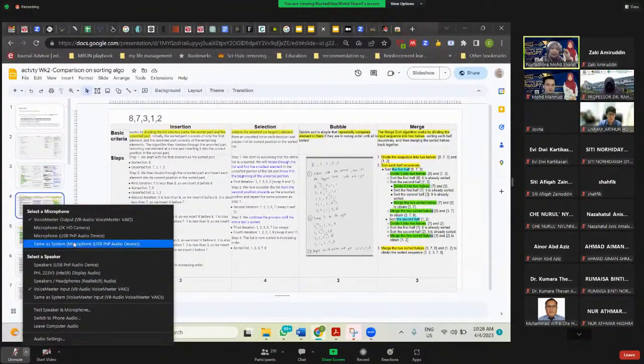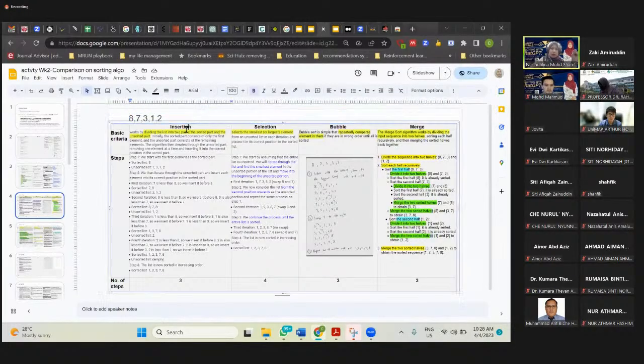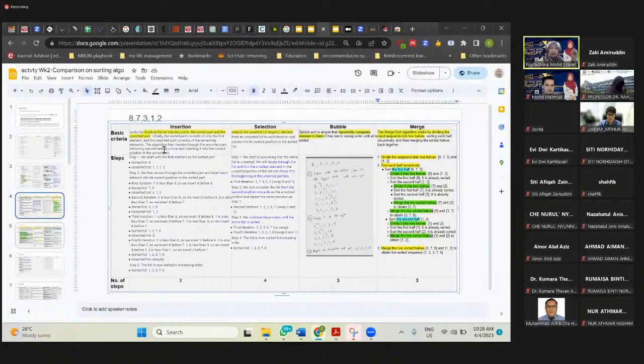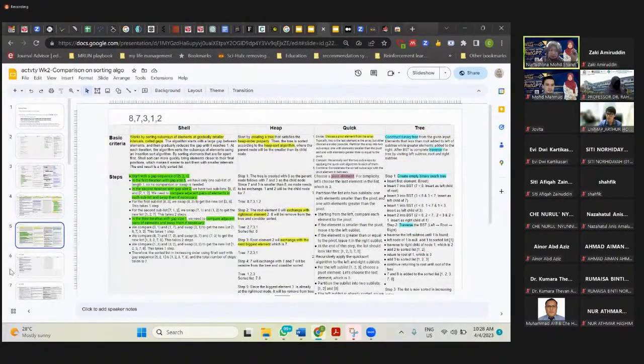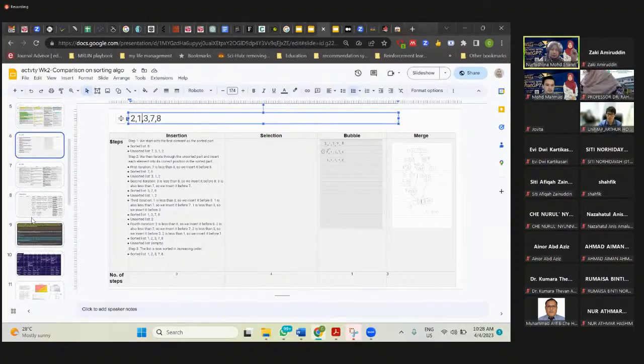Here and then answer this sequence. So 8, 7, 3, 1, 2, they have to solve it. If using insertion, what will be the steps this algo will sort it? How about selection? How about bubble? How about merge? How about the other 4 algorithms? Then, if you're given a new sequence, how would it be?